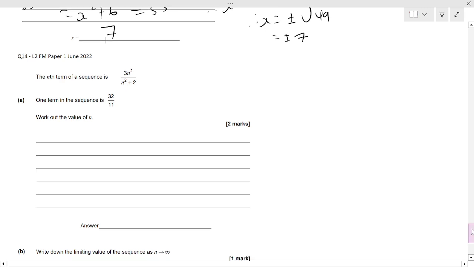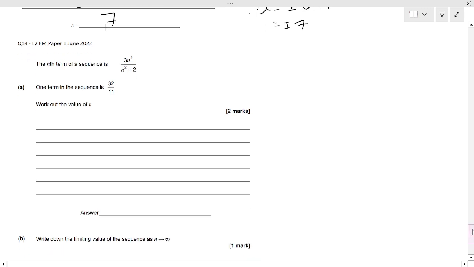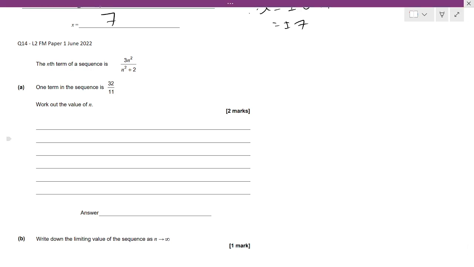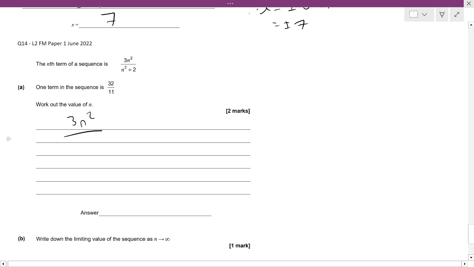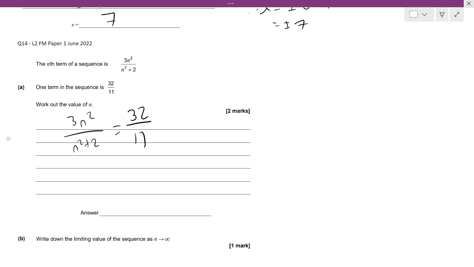The nth term of a sequence is 3n squared over n squared add 2. One term of the sequence is 32 over 11. Find the value of n. So one term, so this is the general term, right? We need to equate this to 32 over 11, right? To find the value of n, what the term is, you know. So we're just solving some sort of algebraic fraction here.